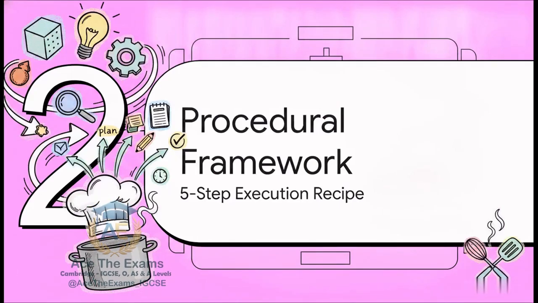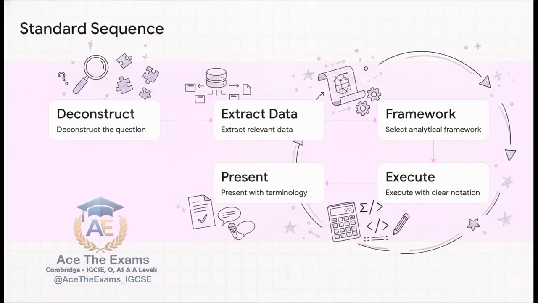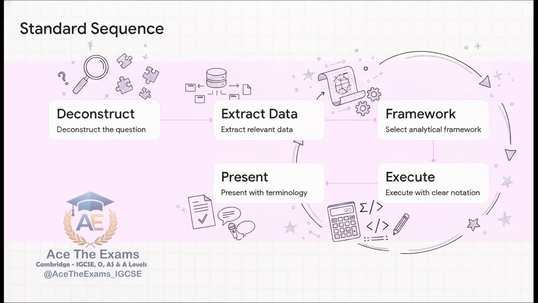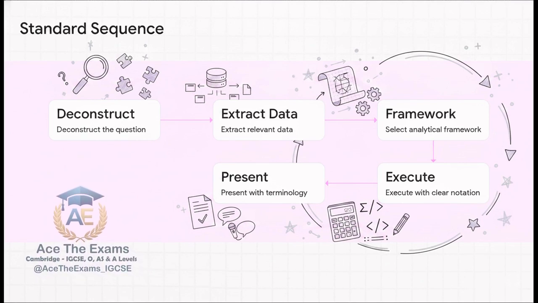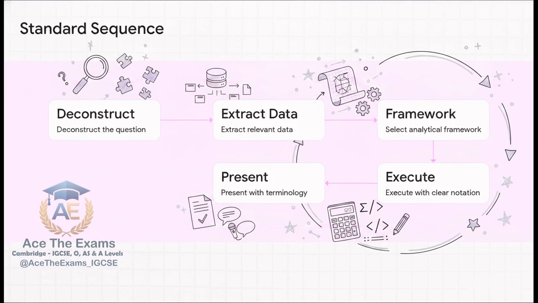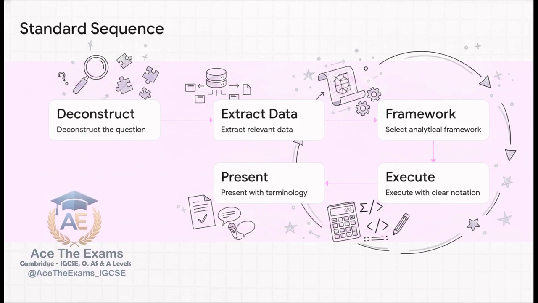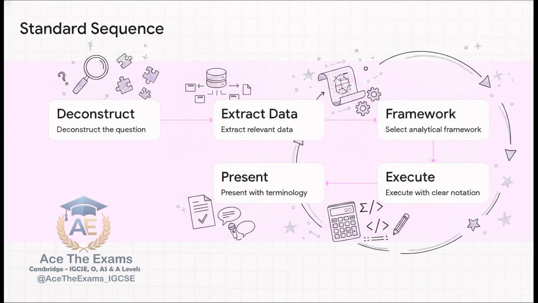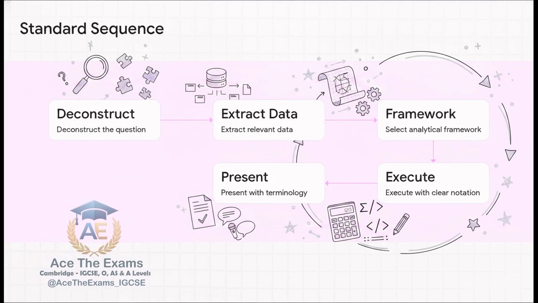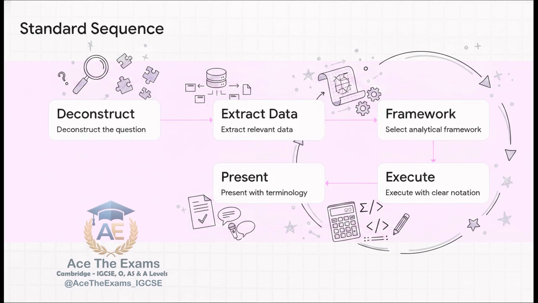Section 2. The Procedural Framework. The 5-step execution recipe. Let's walk through these 5 steps sequentially, because this right here is your ultimate cooking method. This is how you build professional IT skills on paper, step by step. Step 1. Deconstruct the question. This is where you decode the command words. Are they asking you to describe, explain, or evaluate? Before you write a single word, you have to know what they are actually asking, otherwise you're rushing in like Sam and completely missing the mark.